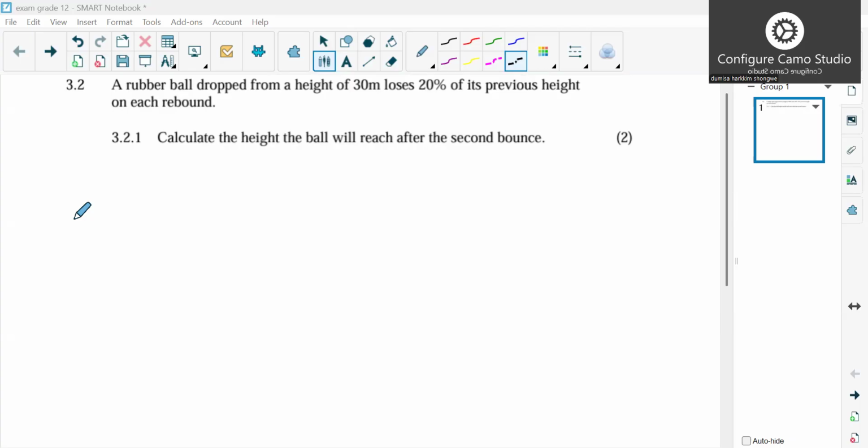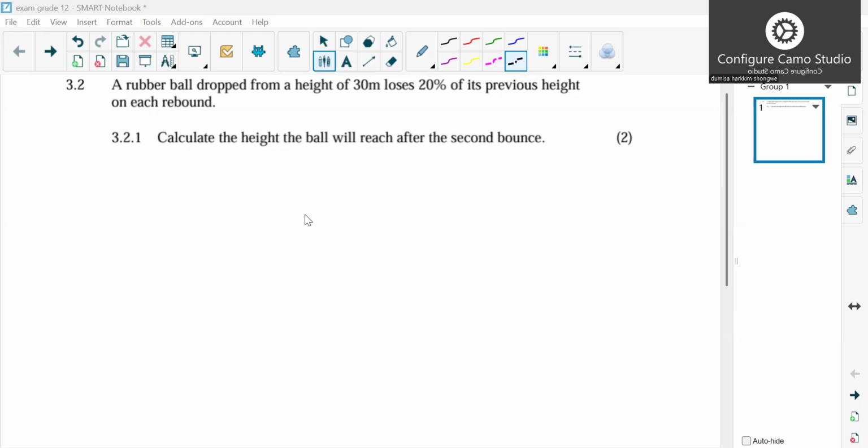A rubber ball drops from a height of 3 meters, loses 20% of its previous height on each rebound. Calculate the height the ball will reach after the second bounce. Okay, guys, with this question, it's going to be simple if we visualize it and understand exactly what's going on. So let's go to our image and demonstrate exactly what's going on here.